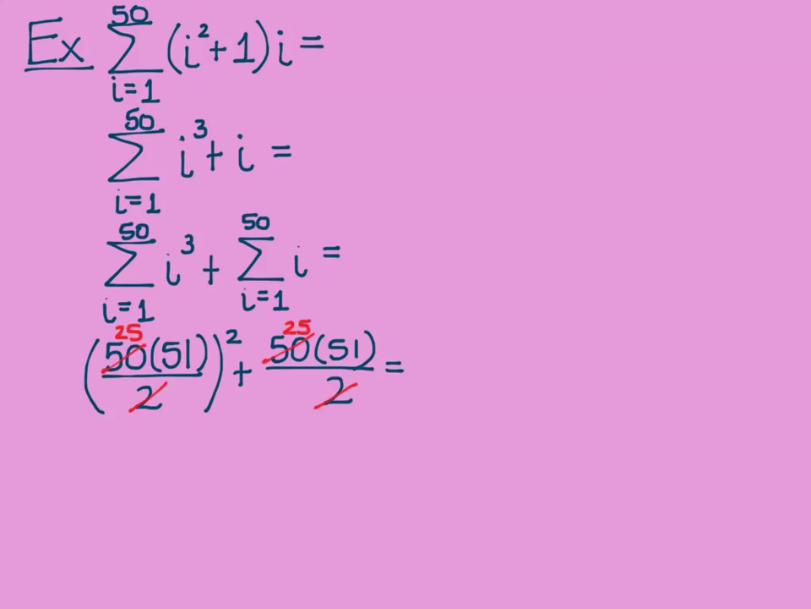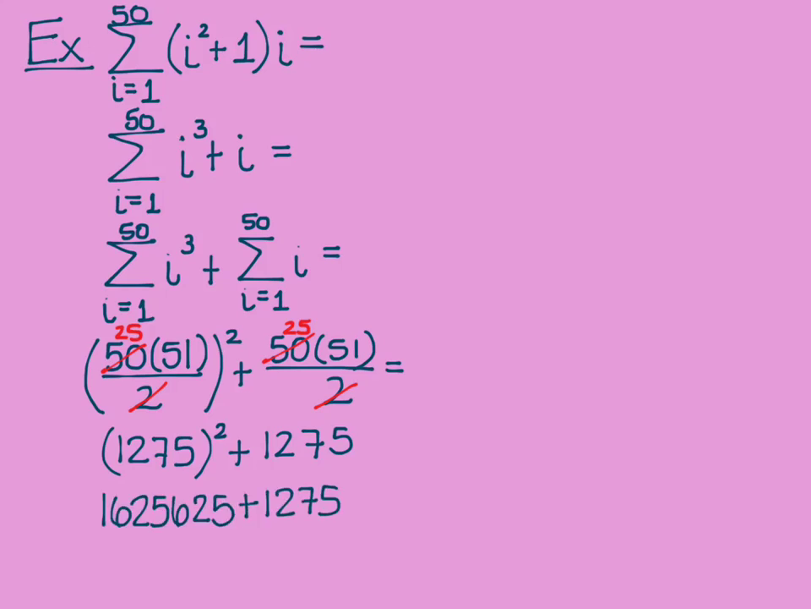In each case, I can simplify, and I end up with 1275 quantity squared plus 1275, which ends up to be, let's see, 1,626,900. Once again, this last step is not as important. You'll certainly be using a calculator for this, but what's important is that you can do the first few steps.